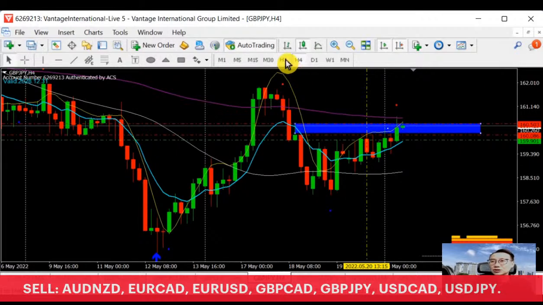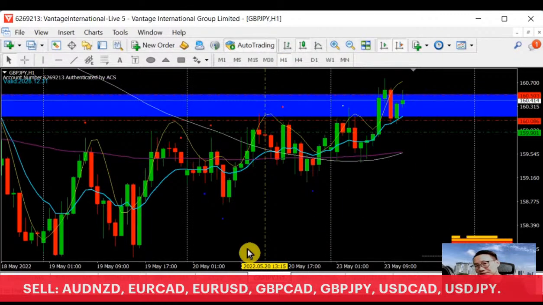That's why today in this pound yen, we are actually going for a scalp. We are scalping through the pound yen. Okay, pound CAD.